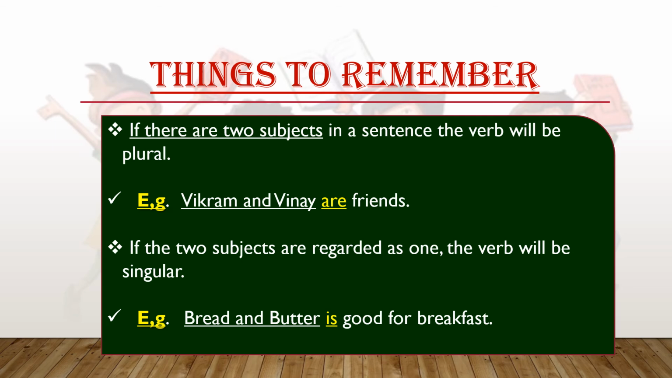Let us take an example for the same. Bread and butter is good for breakfast. So here we are talking about breakfast, and what are we saying? We are saying bread and butter is good for breakfast. So bread and butter, they are considered to be one over here. It's a singular subject. And with a singular subject, we always use a singular verb. That is why we have used "is" as a verb in this sentence.